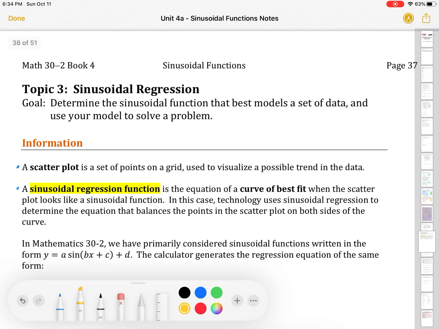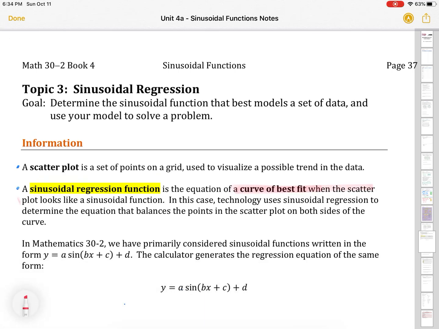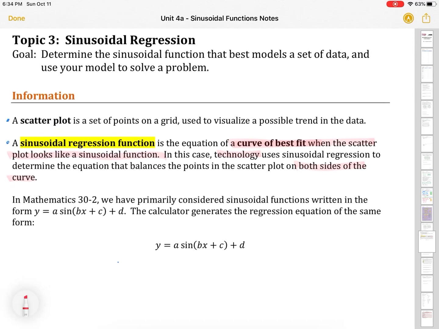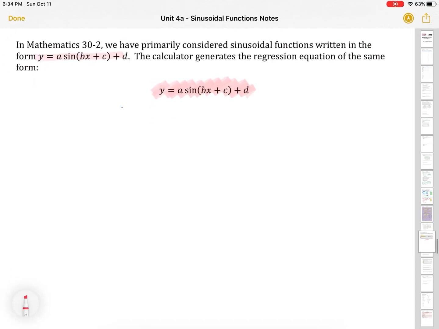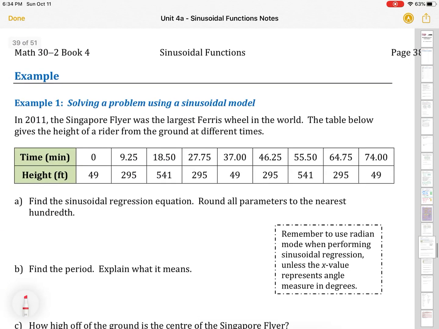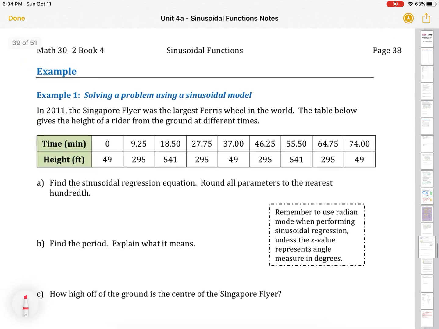And a sinusoidal regression is the equation of the curve of best fit when the scatter plot looks like a sinusoidal function. In this case, technology uses that sinusoidal regression to determine the equation that balances the points in the scatter plots on both sides of the curve. Now, we primarily considered sinusoidal functions written in the form y is equal to a sine(bx plus c) plus d, and the calculator generates the regression equation of the same form. So the calculator's technology is going to do some work for us here. So let's take a look.